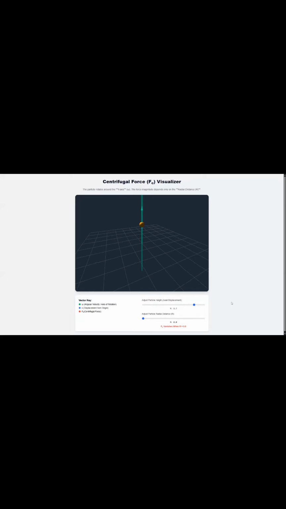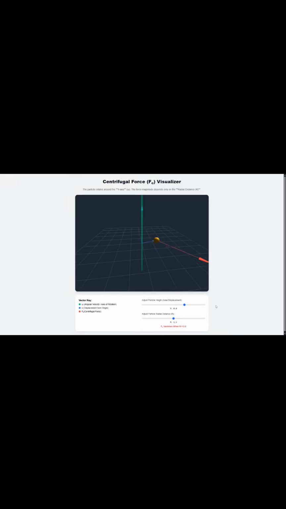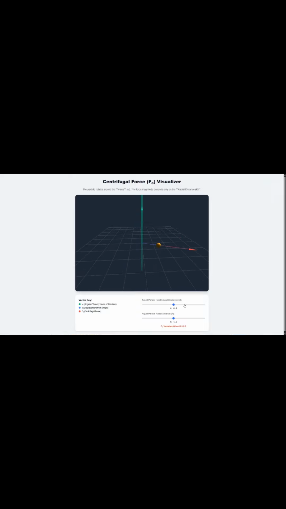So first up, centrifugal force has this remarkably strict rule about space. Its strength is determined only by the particle's radial distance from the axis of rotation. So what does that mean? Well, it means the particle's height, its vertical position, doesn't matter at all. As long as its outward distance is fixed, the force is constant. The only way for that force to completely vanish is if you pull the particle right onto the axis, making the radial distance zero.